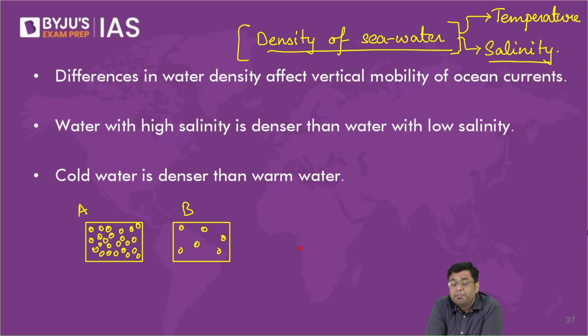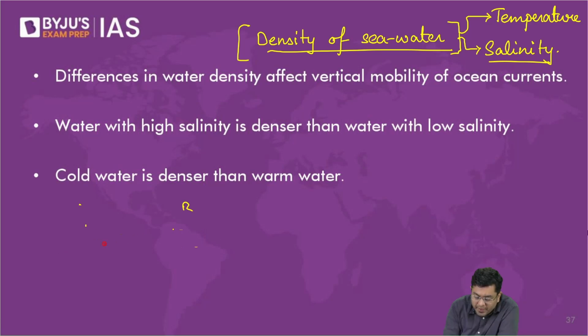So density represents how closely the particles are packed. That is density. So here, density in this case will be higher. A's density will always end up being higher. So, density is contributed by temperature, density is contributed by salinity as well.